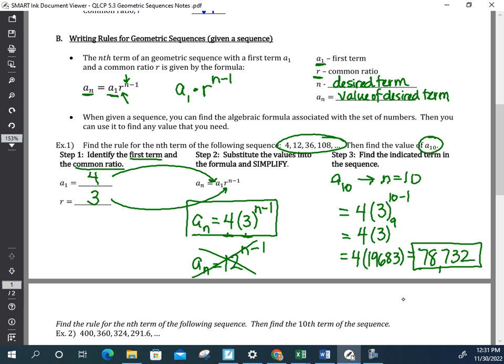All right, so that's how we write. That's the 3 steps. Identify the first term and the common ratio. Substitute the values in to simplify it. And then find whatever value they ask you to find. Very simple process.